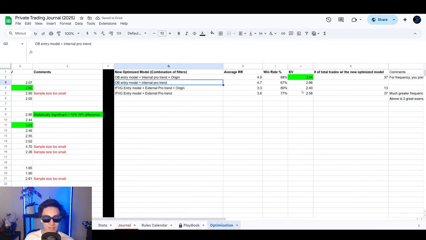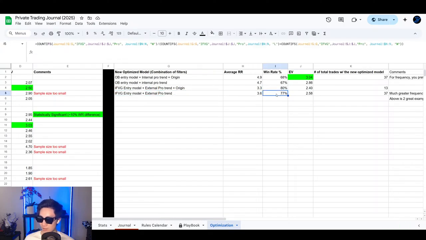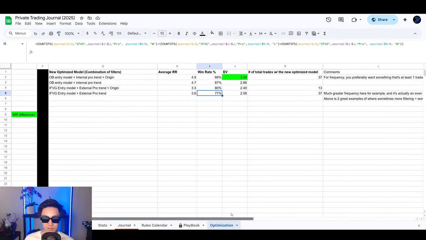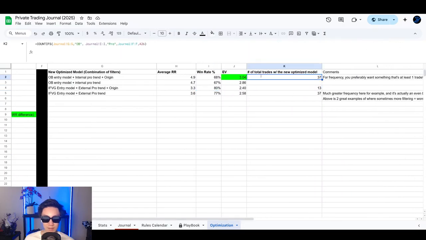So in this case, you guys can see, like I mentioned, removing the origin filter actually made the system worse for the OB entry model with this internal pro trend confluence, while removing the origin here increased the performance here. So just another thing to keep in mind. Now, another thing is, again, like I tell you guys, you need to consider frequency.